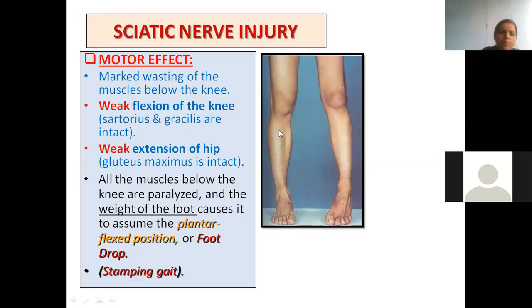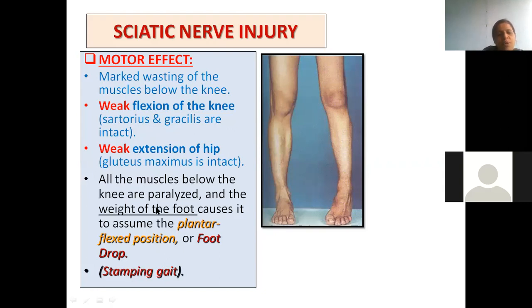So if the sciatic nerve is injured, what are the muscles supplied by the sciatic nerve? The posterior compartment of the thigh muscles, so that action will be lost. There is marked wasting of muscles below the knee, and you will see weak flexion of the knee. Sartorius and gracilis are intact because they are supplied by the femoral nerve. Extension of the hip also becomes weak. Gluteus maximus is intact because it is supplied by the inferior gluteal nerve, not from the sciatic nerve.